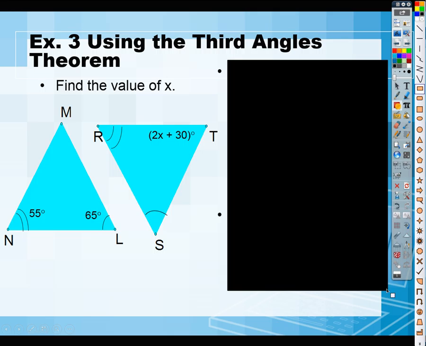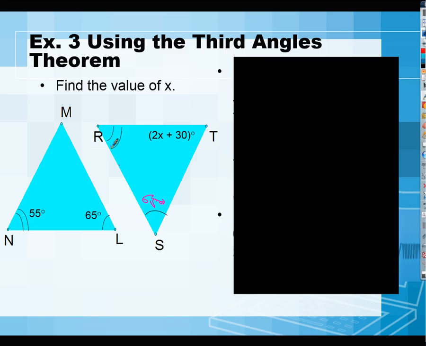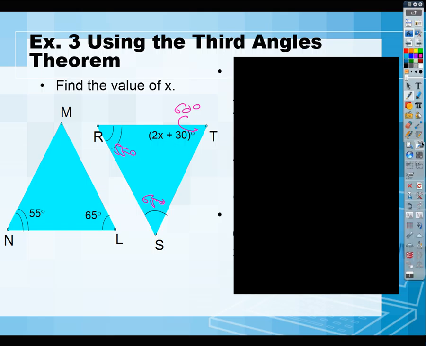Good, good. So all we're really doing, we know we have this equivalence here. We know that if these angles are congruent, then the measures are equal. So this must also be 65. This must be 55. Their sum is 120, leaving you 60 degrees for that angle, right? So then we just have a simple equation. 2x plus 30 equals 60. Solve for x. Good. Good. Okay.